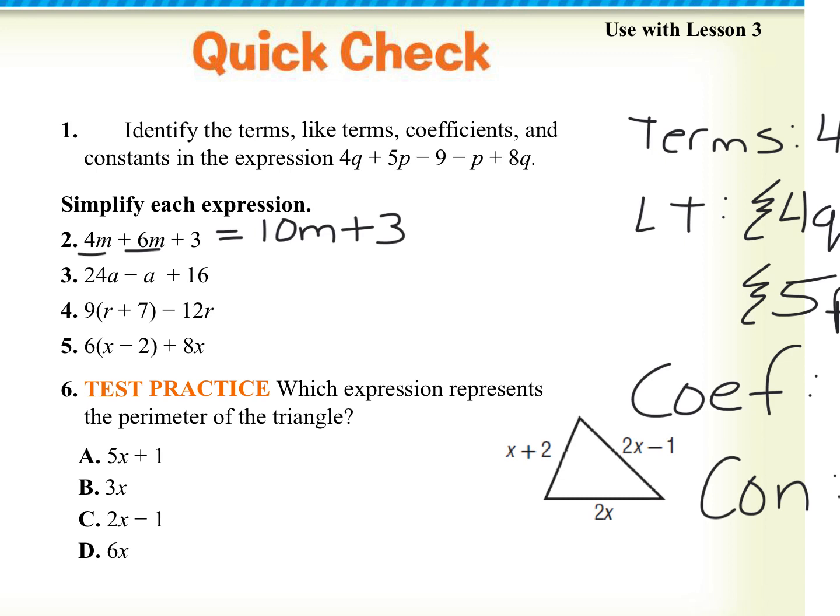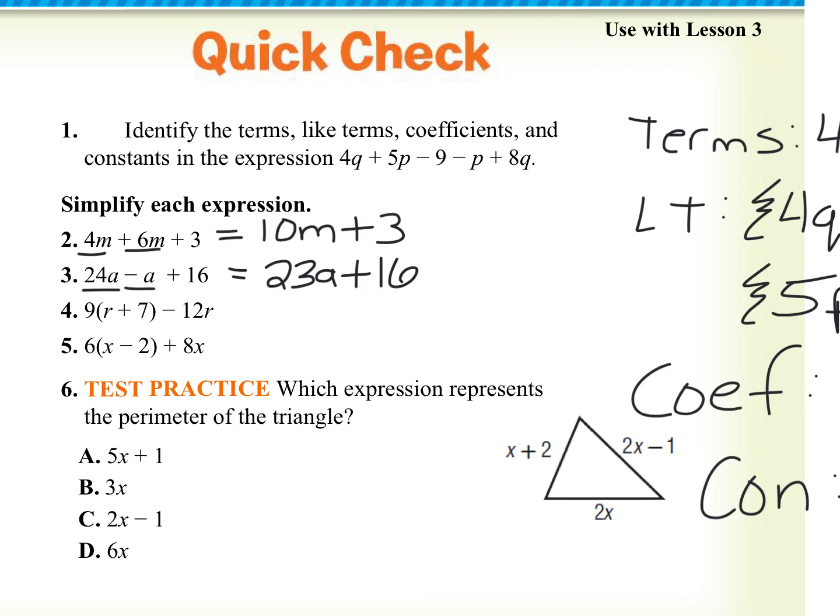On 3, what are like terms? 24a and -a. Are we going to add or subtract those? Yes. Watch for those negative signs. We need to subtract those. 24 minus 1. 23a. Then we have that plus 16.